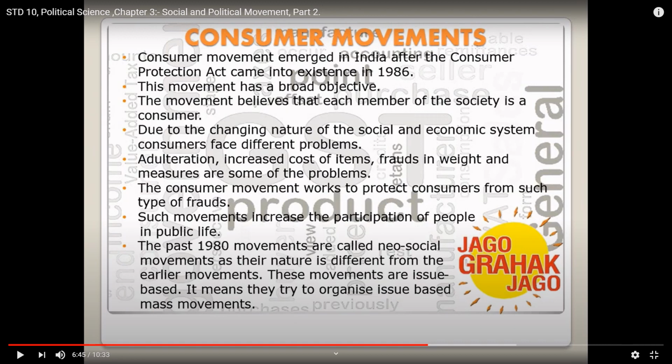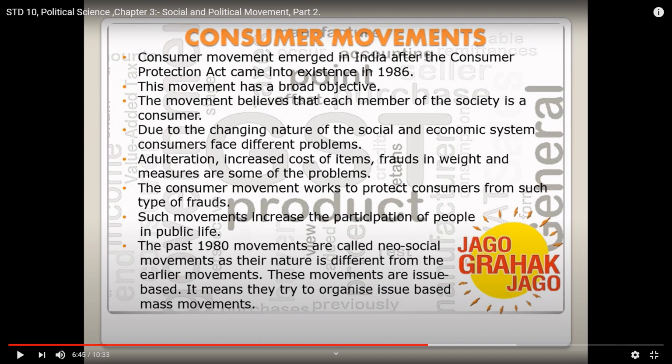Consumer movement. Now, what is consumer movement? You must have seen that Tata tea ad, Jago Grahak Jago or Jago India Jago. So it's something like that. Let us see what is consumer. Consumer means a person who is the buyer, or everybody who goes to a shop and buys is called a consumer. Consumer movement emerged in India after the Consumer Protection Act came into existence in 1986.